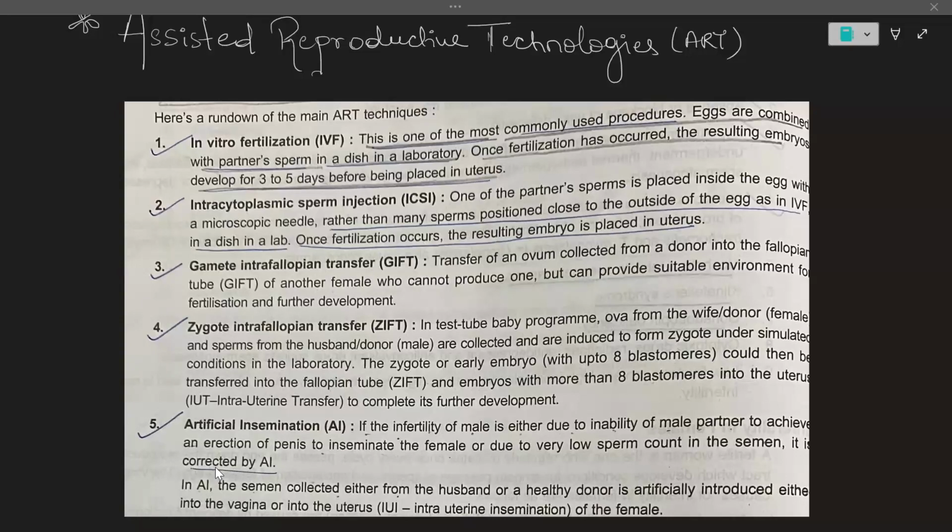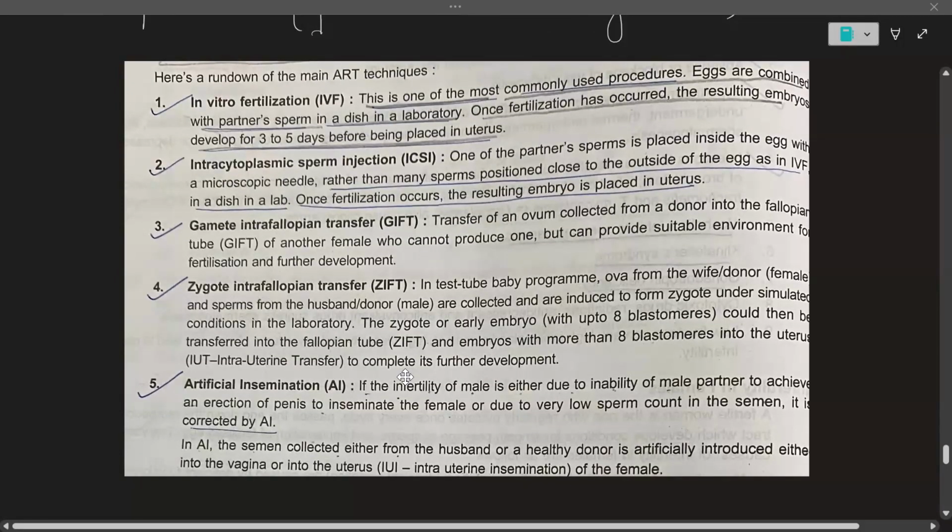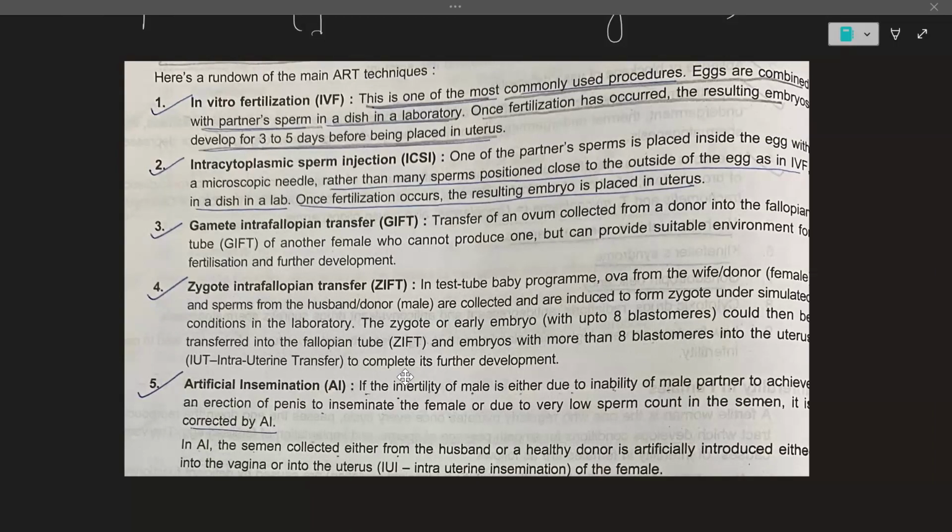Ma'am, for GIFT, we have to write the whole definition. Yes, you have to write the whole definition. You have to explain the condition, like why is it happening, like why the gamete must be transferred. There must be a reason, right? Because the female cannot produce the gamete, but is capable of providing a proper environment, meaning her ovaries are not functioning well, but her uterus is functioning well. So she just needs the gamete. So you have to explain the condition why this is being done. Okay, ma'am, thank you.